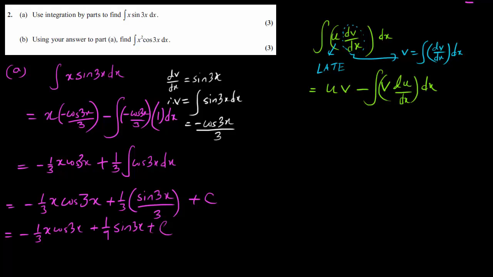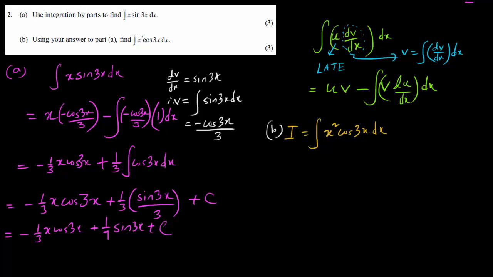For question number B, we have to do x squared. That means at some point we would be using the previous sum, x sine 3x. Take a look. So what we have here is integration of x squared cos 3x dx. Now it's a good idea to write down the integration as I. It comes in handy. So I equals integration of x squared cos 3x dx.